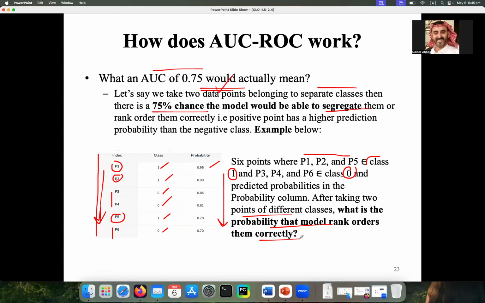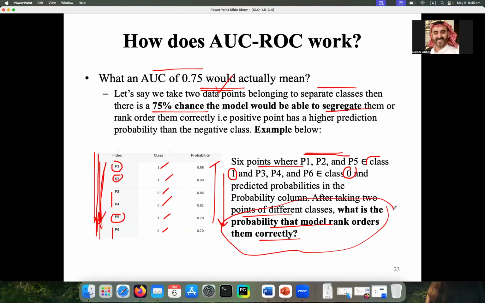Now the question is, these are the 2 subsets according to this example, and probability values are also given. If some person gives me 2 points from here randomly, what is the probability that the model will rank these 2 points correctly? Now, this is the question. To answer this question, what do you have to do?